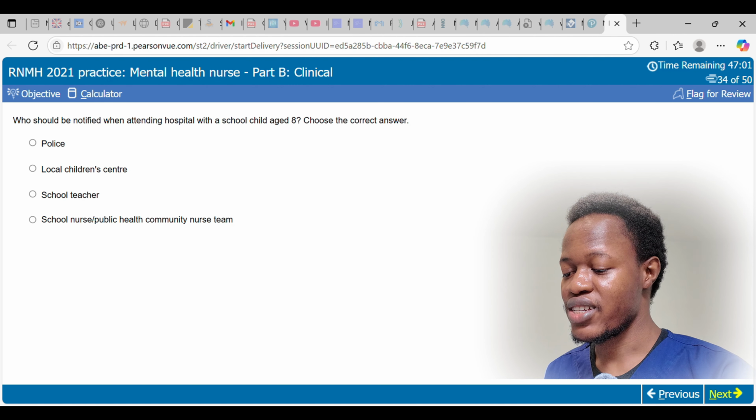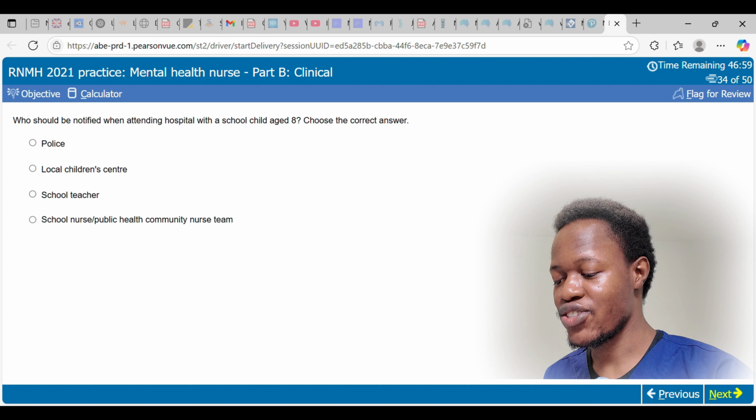So the next question says, who should be notified when attending hospital with a school child aged 8? Choose the correct answer. A, the police. No. C, the local children's center. No.